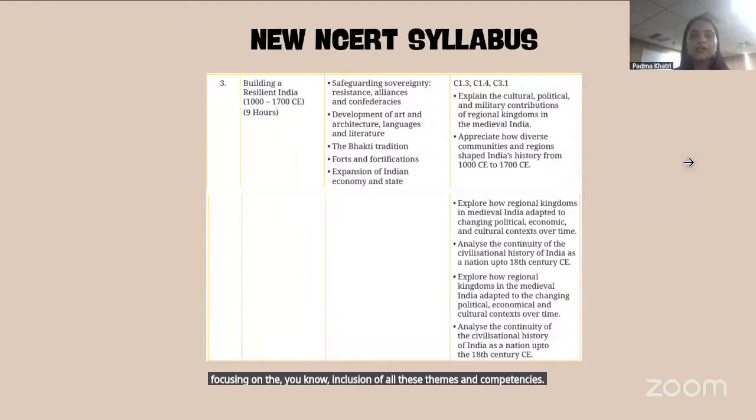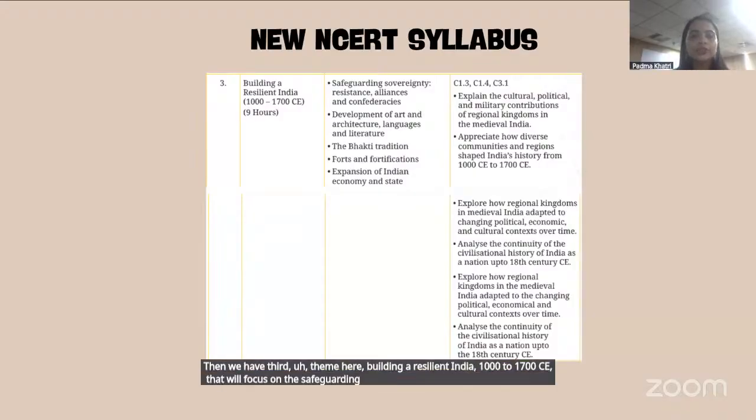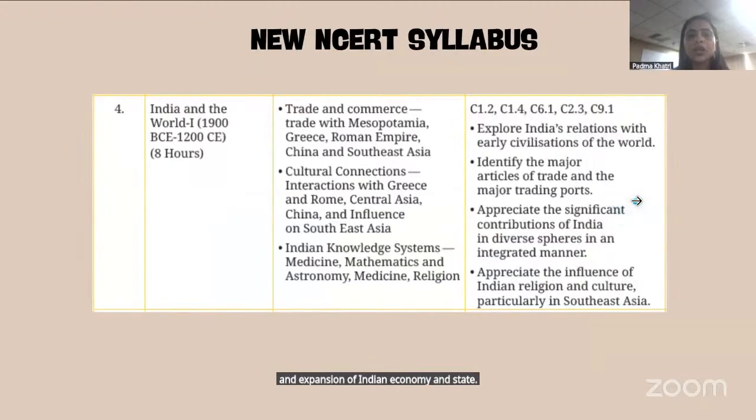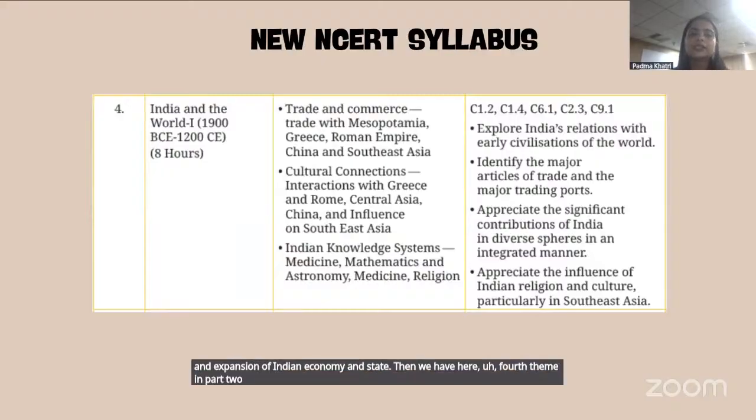Then we have third theme here, building a resilient India, 1000 to 1700 CE, that will focus on safeguarding sovereignty, resistance, alliances, and confederacies. Then development of art and architecture, languages and literature, the Bhakti tradition, forts and fortification, and expansion of Indian economy and state. Then we have here fourth theme in part 2, that is India and the World 1, 1900 BCE to 1200 CE.